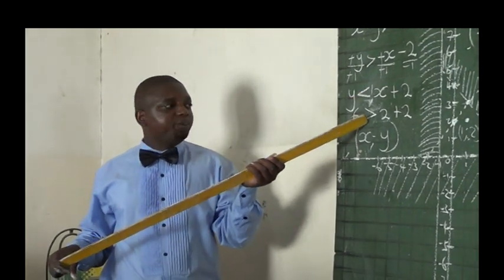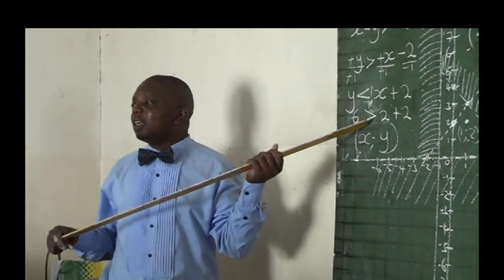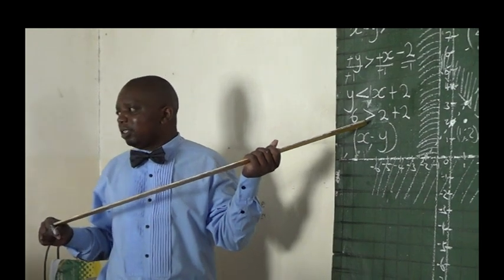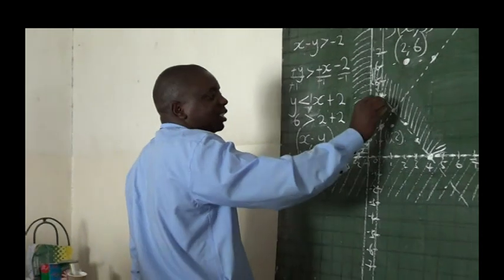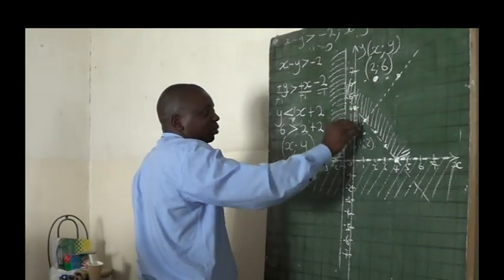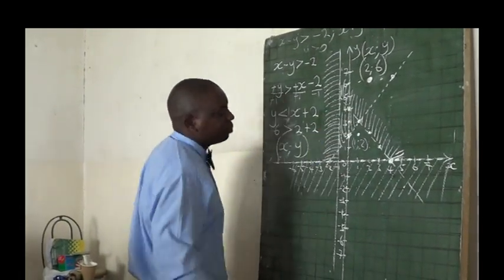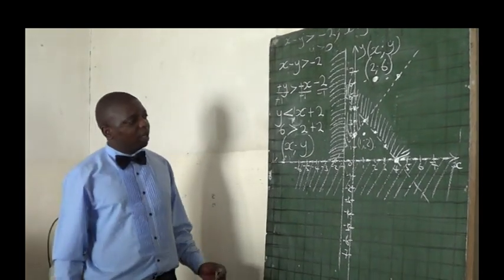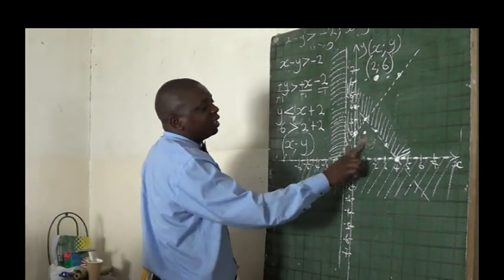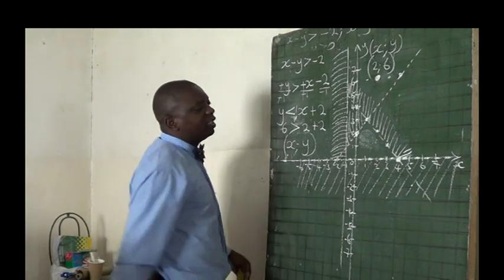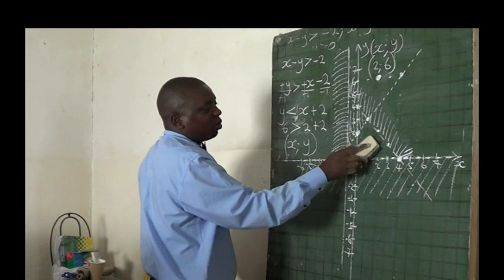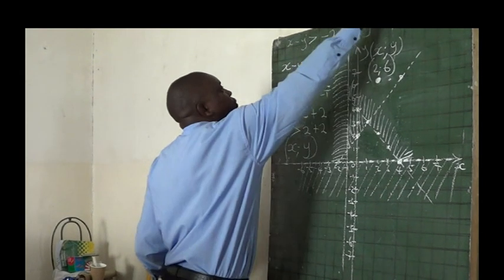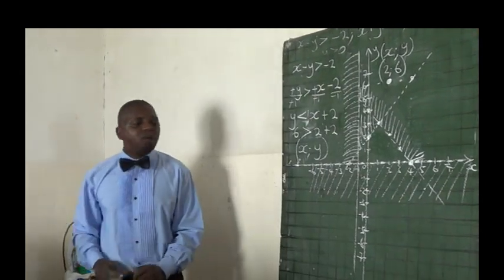Which means we have picked the point from the unwanted region, so the region is not required. So we shade that side. This region which is left unshaded is the region which is required. All points from this region should satisfy all the given inequalities.